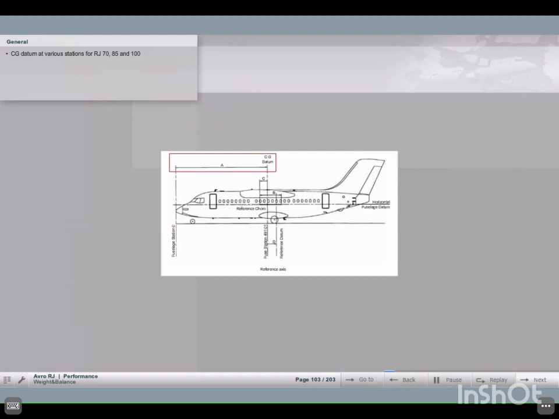The center of gravity datum is at Fuselage Station AXO 1,138.25 centimeters for RJ-70 series aircraft, at Station AXO 1,249.2 centimeters for RJ-85, and at Station AXO 1,383.8 centimeters for RJ-100.